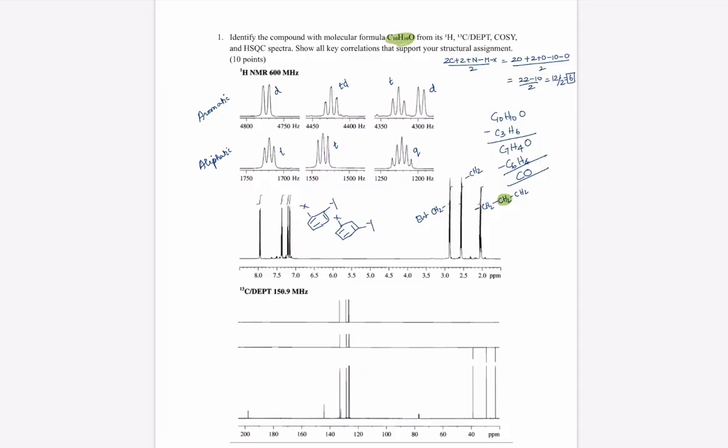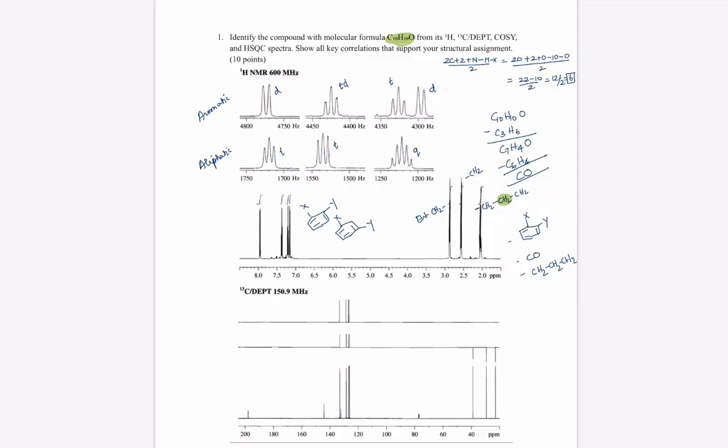So now let's put all of these things together. We know that we are going to have an ortho-substituted benzene, and then we have a carbonyl group, and then we also have 3 CH2s which are arranged in a row. Now let's find out how we can put all of these three fragments together.